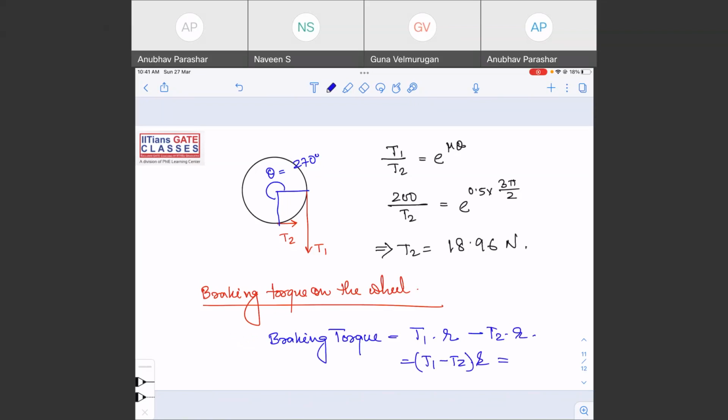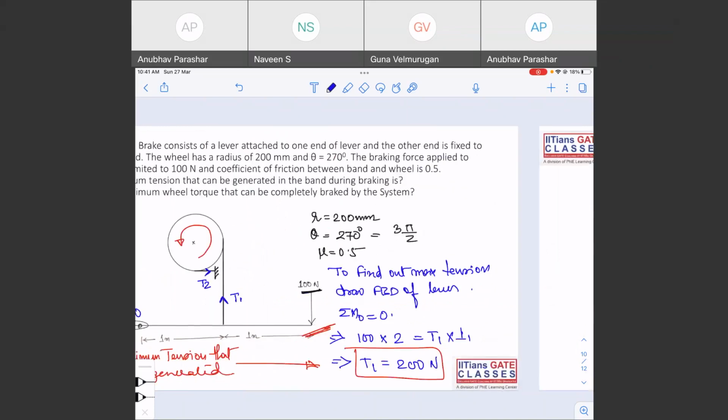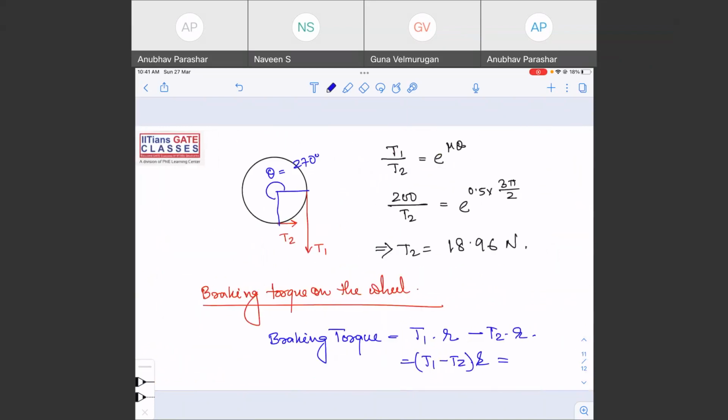How much? T1 is 200, 200 minus 18.96, that is 181.04, into R. What is the value of R given? I think it is given in the question, yes, 200 mm. If I convert it into meter, it is 0.2. So the braking torque is 36.21 Newton meter.